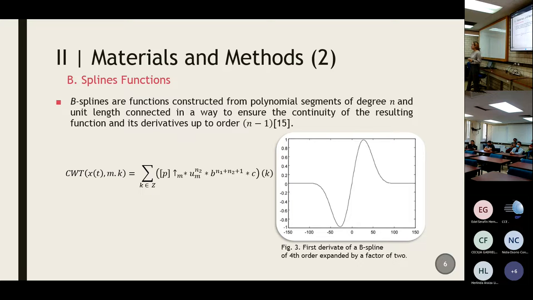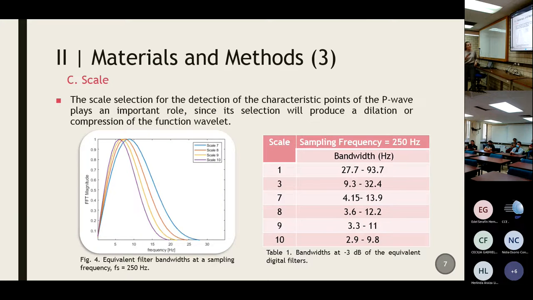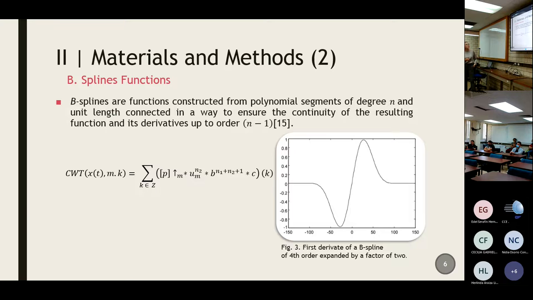To evaluate the continuous wavelet transform at any integer scale, we use splines, which are quite flexible functions that help with this. These functions are constructed from polynomial segments of degree m and unit length, connected in a way to ensure the continuity of the resulting function and its derivatives up to two orders. We use this wavelet function, the first derivative of a B-spline of fourth order expanded by a factor of two. This function is well localized in both frequency and time.